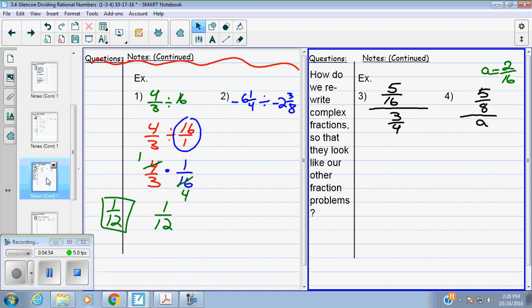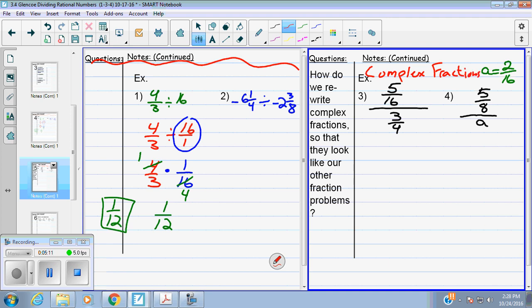Great job writing that all down. So what we call these are complex fractions. And really, complex fractions are just written really funny. And there's nothing different from fractions we normally divide. The fraction we read first, we're going to write first.